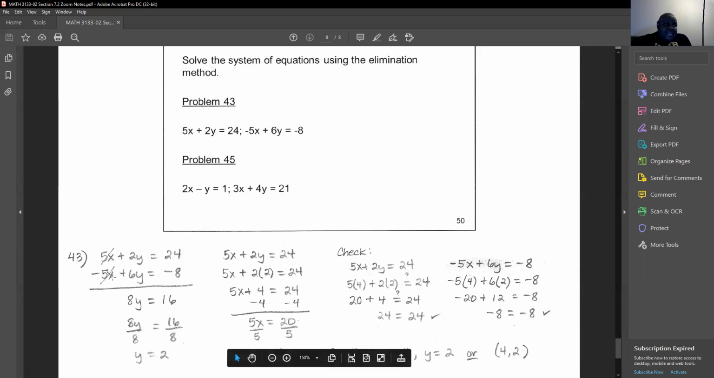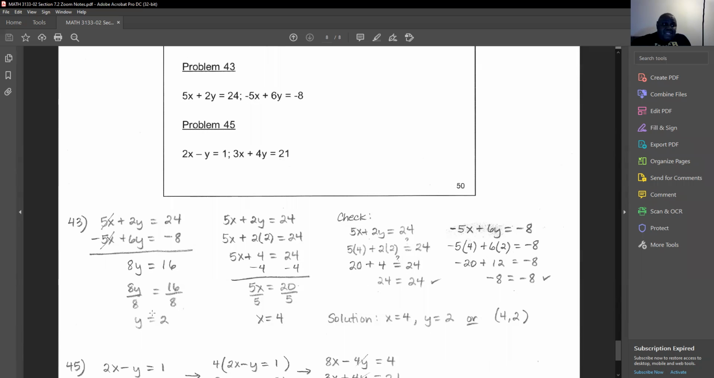As you can see, I can easily eliminate the 5x's because 5x and negative 5x are opposites of each other. So when I add those, they're gone. They're eliminated. I can add 2y and 6y. You'll get 8y. Then that's equal to 24 plus negative 8, which is 16. So I got the equation 8y equals 16. And now to solve this equation for y, we divide both sides by 8. You'll get y is equal to 2.